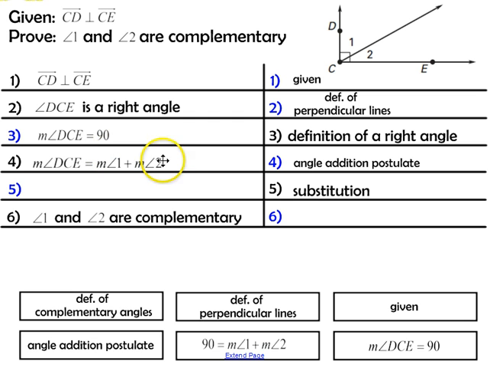Then, from the measure of angle DCE equals measure of angle 1 plus measure of angle 2, we want to somehow use substitution. So the only thing we could actually substitute here is substitute that 90 here in place of measure of angle DCE. So we're going to say that 90 equals the measure of angle 1 plus the measure of angle 2. Now we can say that angle 1 and angle 2 are complementary because that's the definition of complementary angles, that their measures add up to 90 degrees.